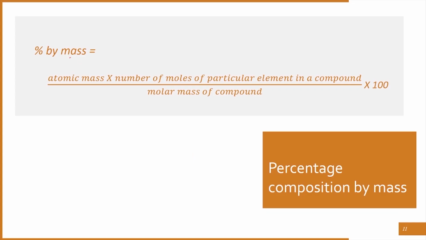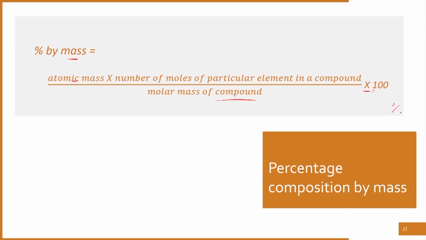We can calculate the percentage composition by mass if we know the atomic mass of all elements of the compound and the number of moles. The percent by mass is equal to the atomic mass of the element in a compound multiplied by the number of moles of this element, divided by the molar mass of the compound, multiplied by 100 to convert it to percentage.